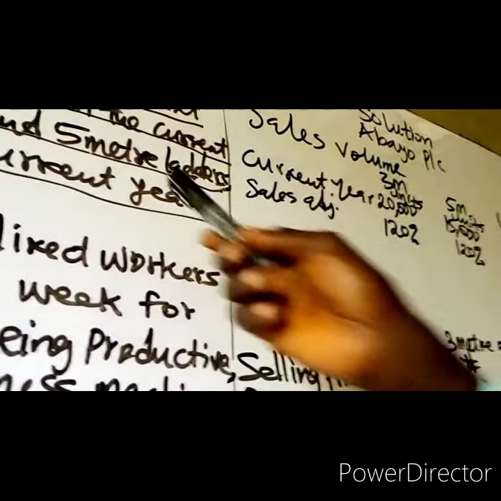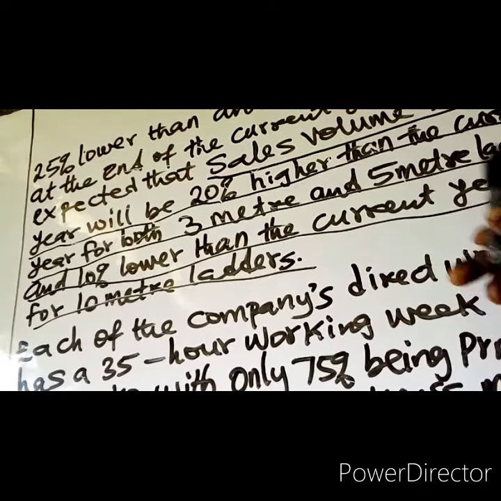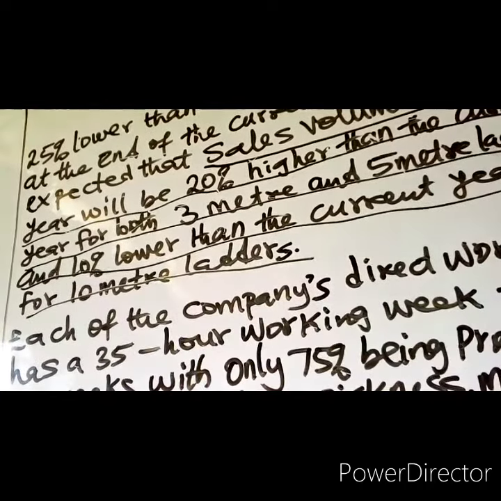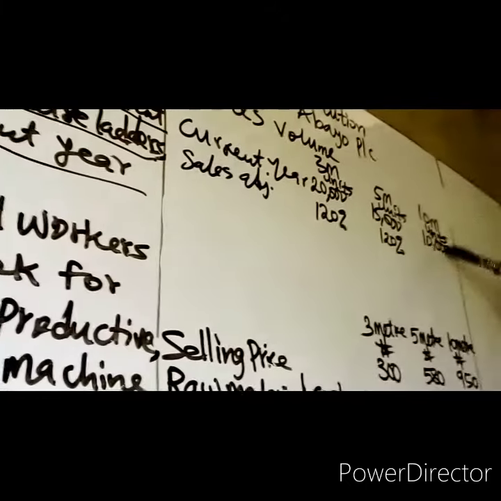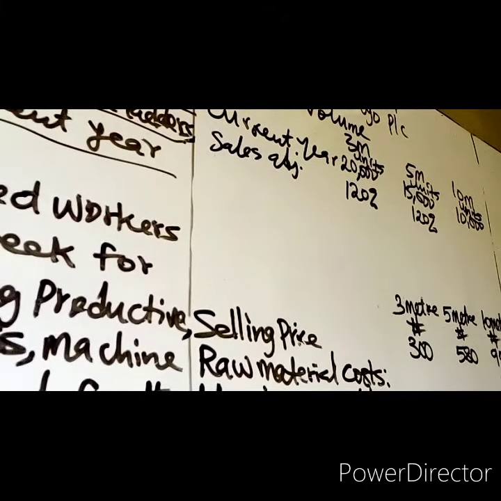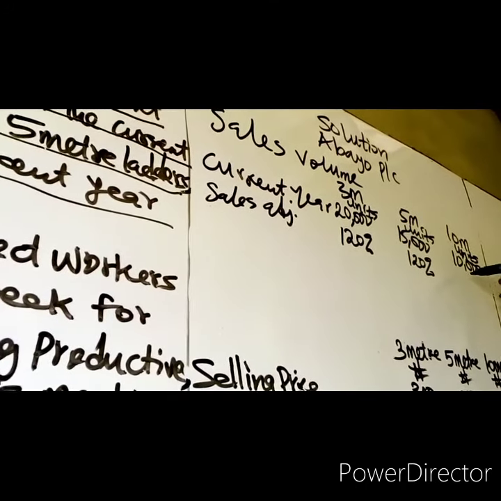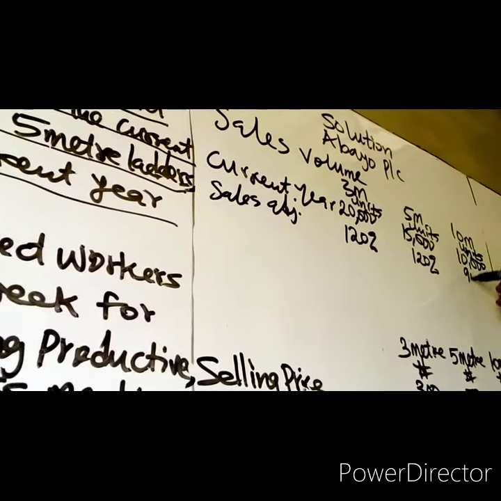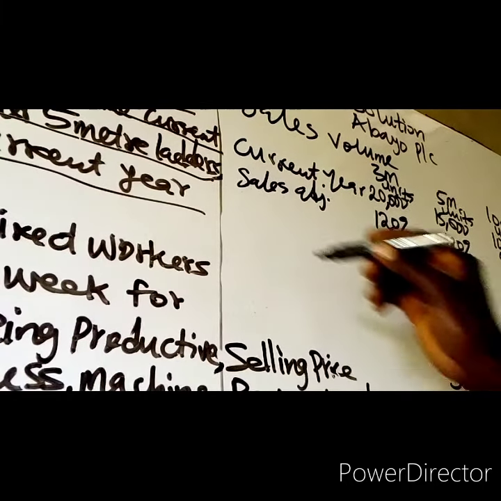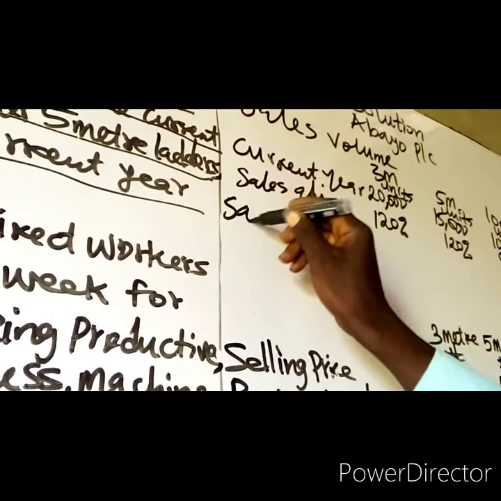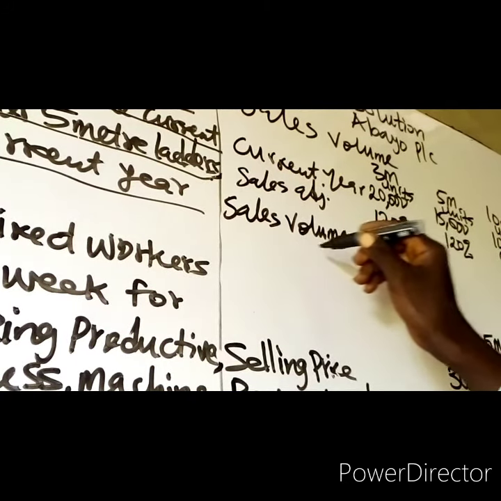And 10% lower than the current year for 10 meter ladder. That means if the current year is 100%, and next year is 10% lower, you subtract 10% from 100, then you'll be left with 90%. That means sales volume for next year now.